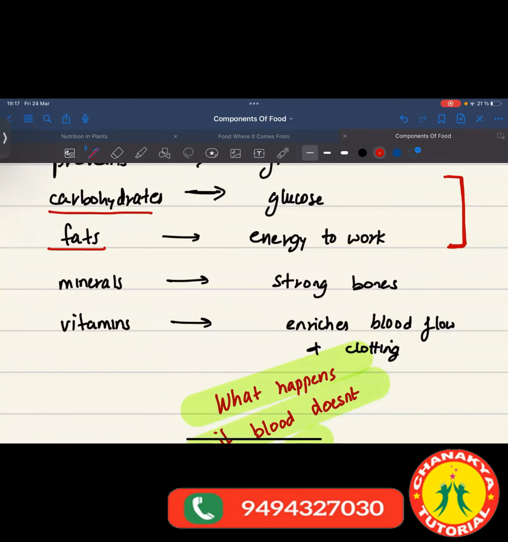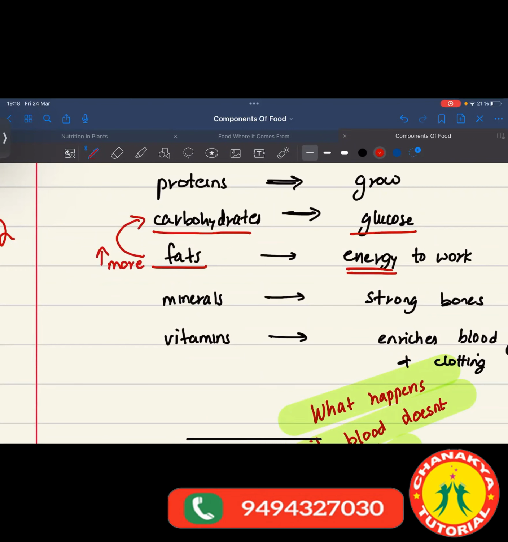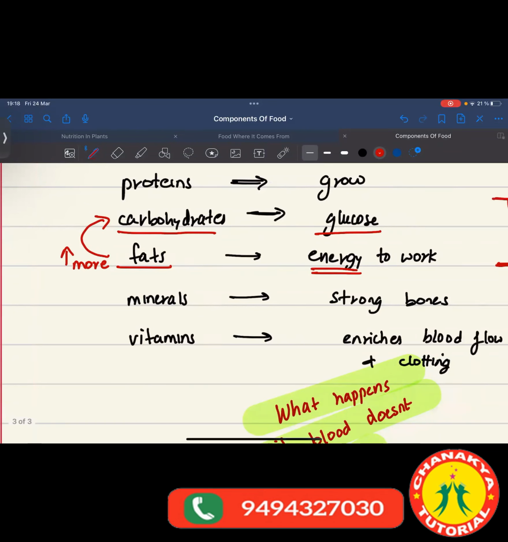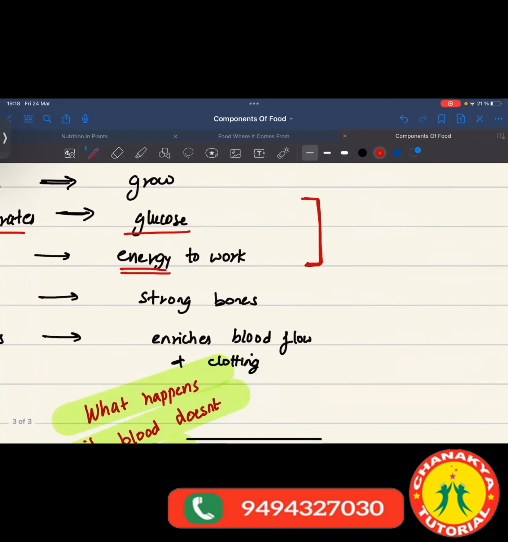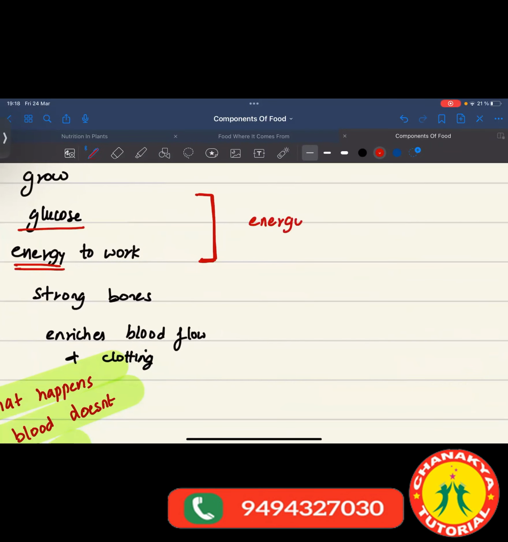Carbohydrates and fats both provide energy, but fats provide more energy than carbohydrates. Carbohydrates mainly provide energy to our body. Fats also give us energy, but more than the same amount of carbohydrates. For example, if you have 100 grams of fats and 100 grams of carbohydrates, the 100 grams of fats will give you more energy. Since both provide energy, they are known as energy giving foods.